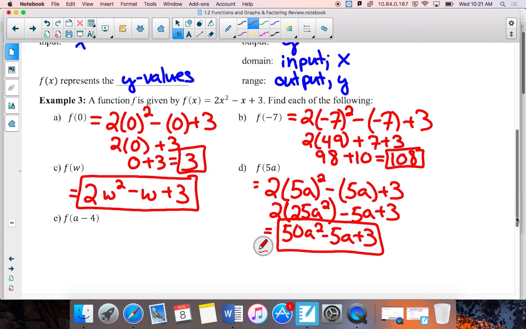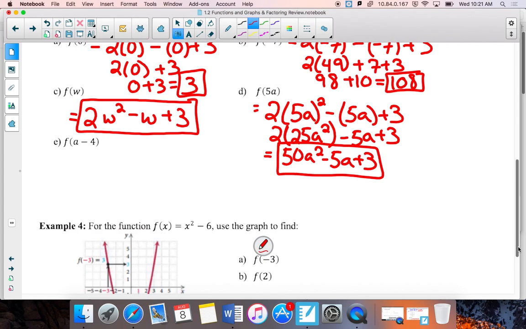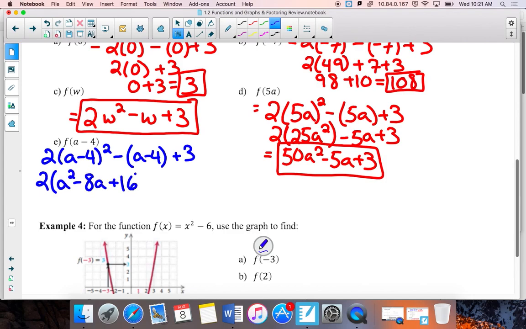Now for C, we're going to plug in a minus 4 for x, so this would be 2 times a minus 4 quantity squared minus a minus 4 plus 3. You can either use your distributive property or your xbox to multiply a minus 4 squared out. But this would give us 2 times the quantity a squared minus 8a plus 16. We need to distribute that negative because we have this parentheses, so this would be minus a plus 4 plus 3. Now we need to distribute our 2.